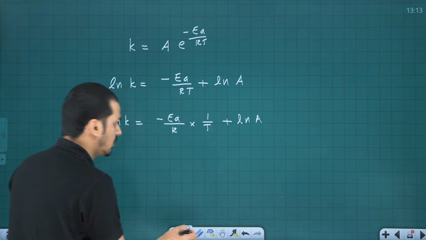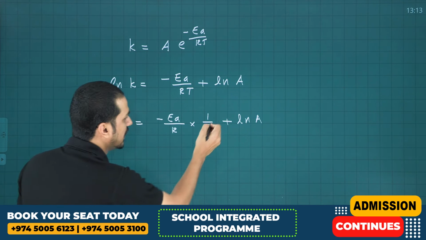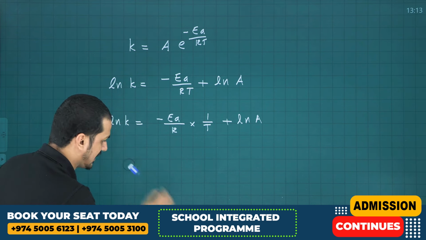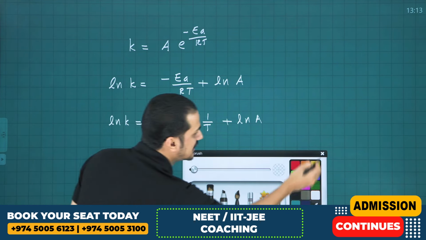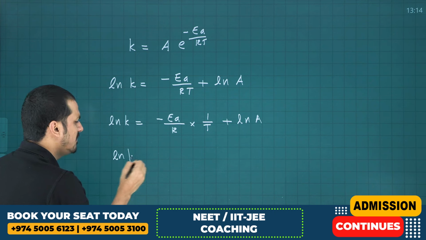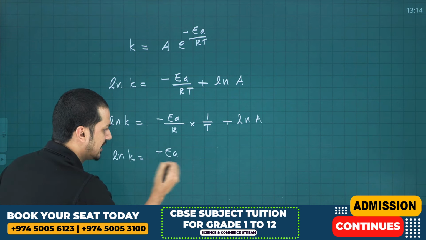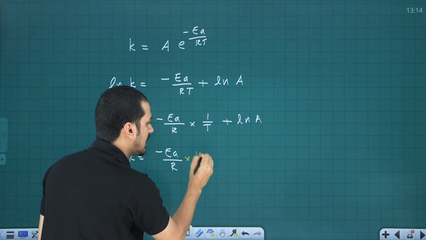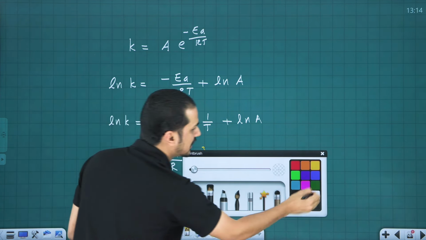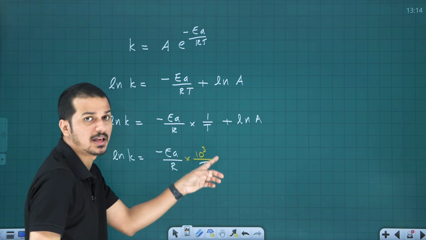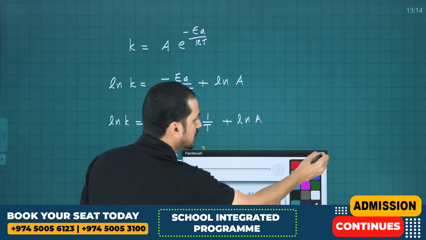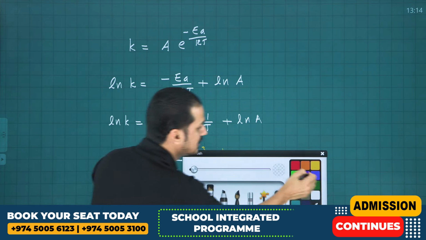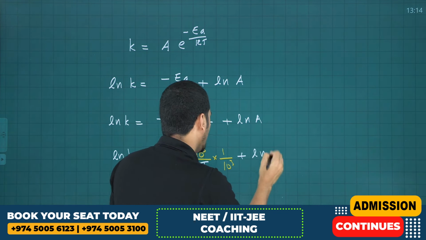So what should I do? Simply I can do one thing. This is your graph of ln K. I will write here again ln K. See dears, I hope you can understand. Only a mathematical correction we have to do. ln K equal to minus EA by R into 10 raised to 3 by T. I am multiplying with 10 raised to 3, so I have to divide also with 10 raised to 3. That's it. Plus ln A.